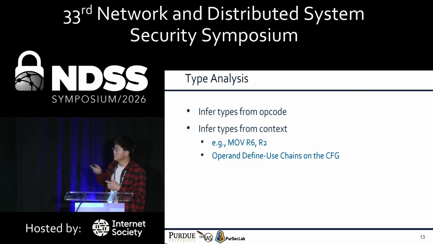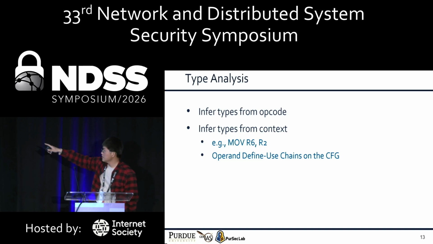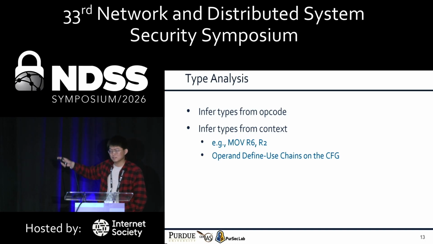In this case, we need to infer from context, and so that's why we need to build the definition and usage chains. Using this chain, if R6 is later used as an integer, then we know here R6 is an integer, and R2 is also an integer.